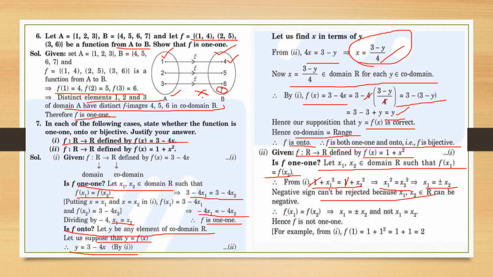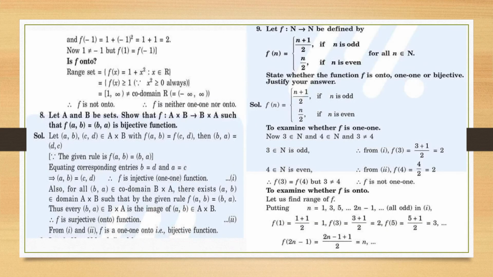So f(x1) = f(x2) implies x1 = ± x2, not just x1 = x2. So f is not one-one, because f(1) is 2 and f(-1) again is 2. So 1 is not equal to -1, but f(1) = f(-1). So the function is not one-one.